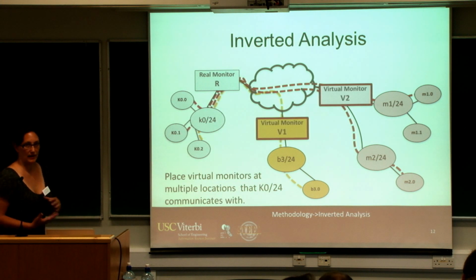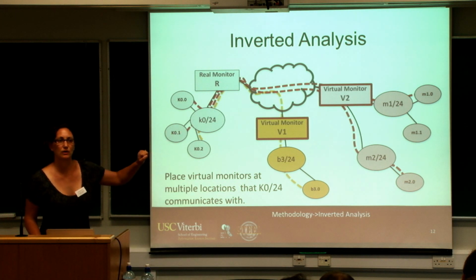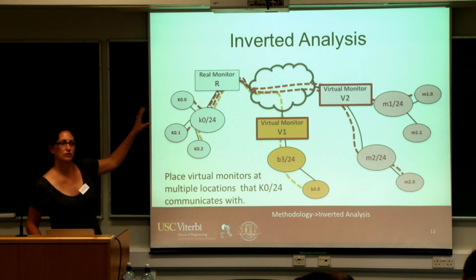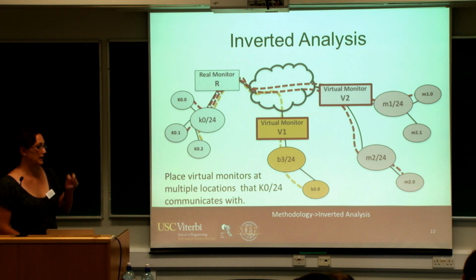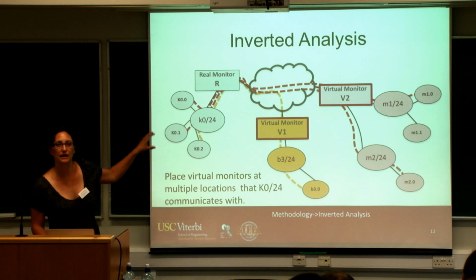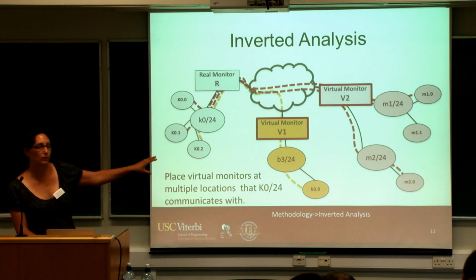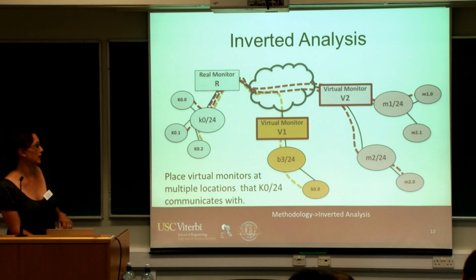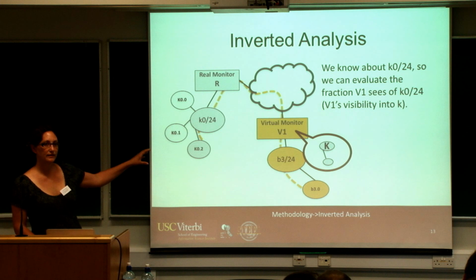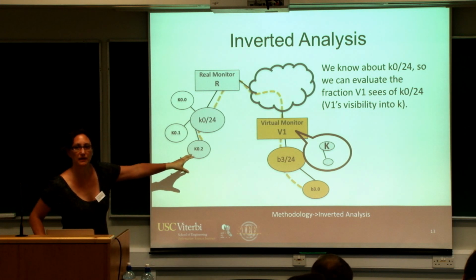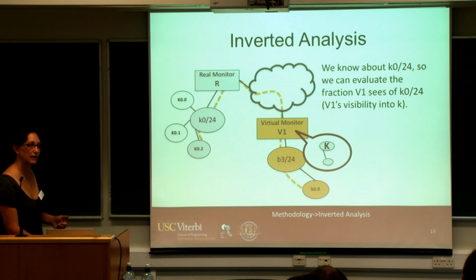So inverted analysis is taking this and not asking what we know of K or what we know of the rest of the world, but what the rest of the world knows of K. With inverted analysis, we place virtual monitors at all these places that K communicates with. So here we've placed virtual monitor V1 in front of the B network and virtual monitor V2 in front of the M network. And then from there, we can understand what they would know about the K network, if we had actual sources from these points, what they would see and what they would miss.